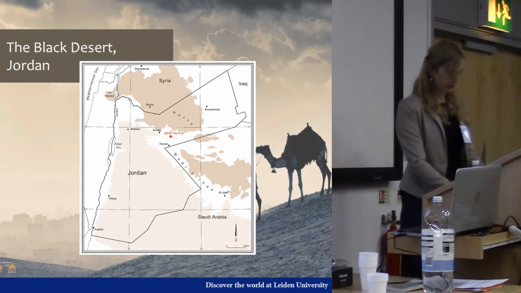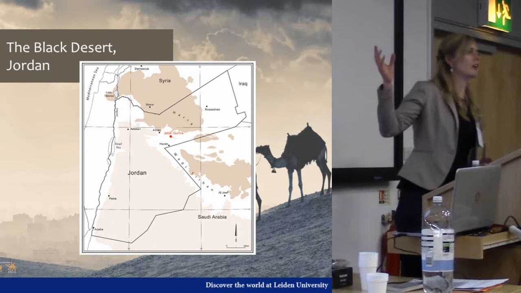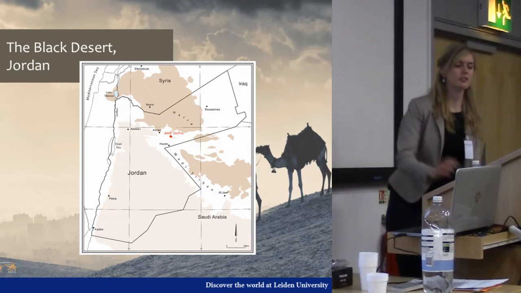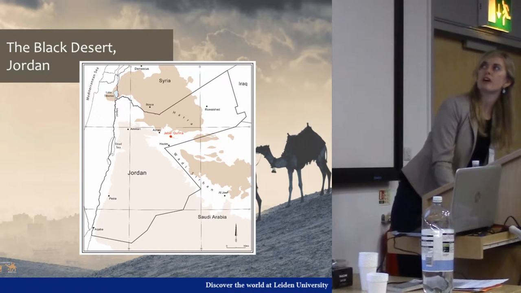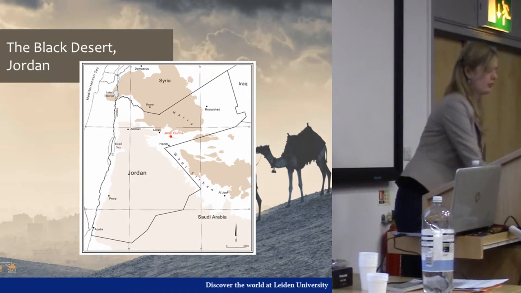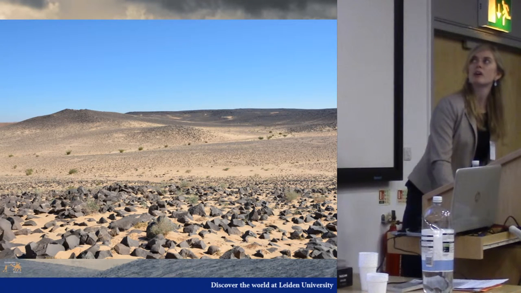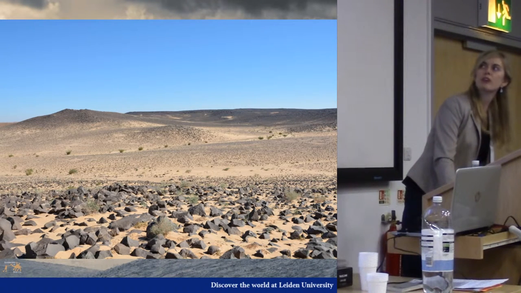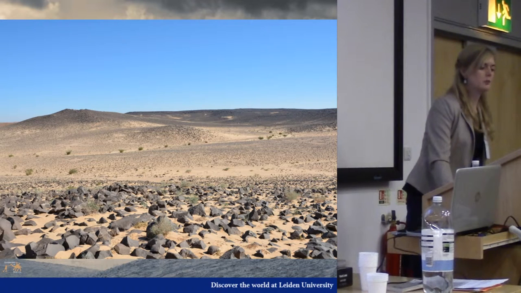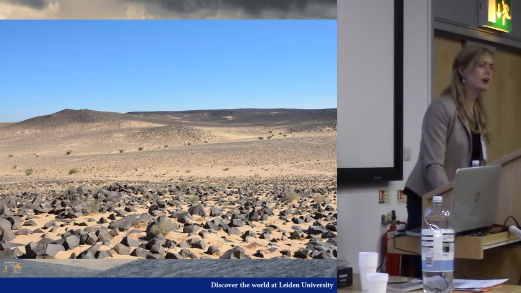But just before I go into that, I'll give you an idea of where we are in the world. This is Jordan and the Black Desert, which is this large brown blob that goes down from southern Syria into northern Saudi Arabia. And just to give you an impression, this is what it looks like. It's these dark basalt hills up here, and then limestone plains around it. And we find the rock art everywhere, but especially up on these high areas.